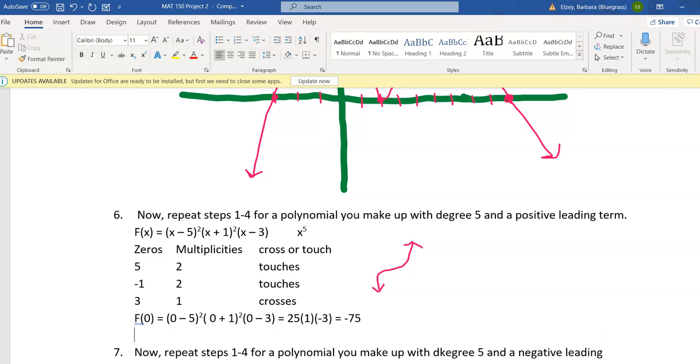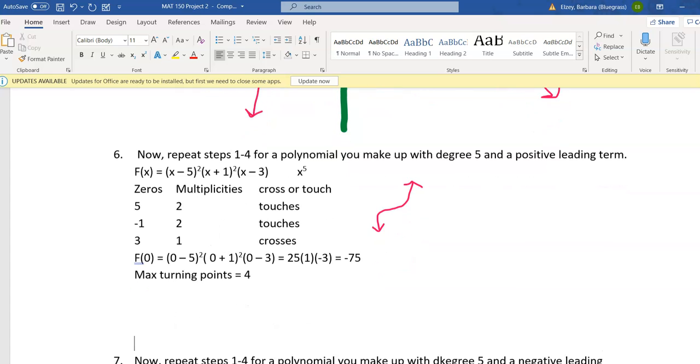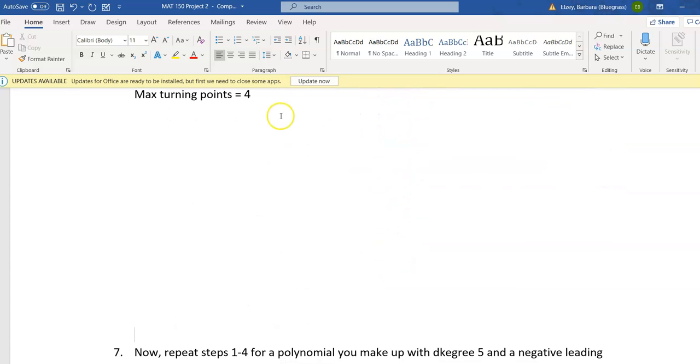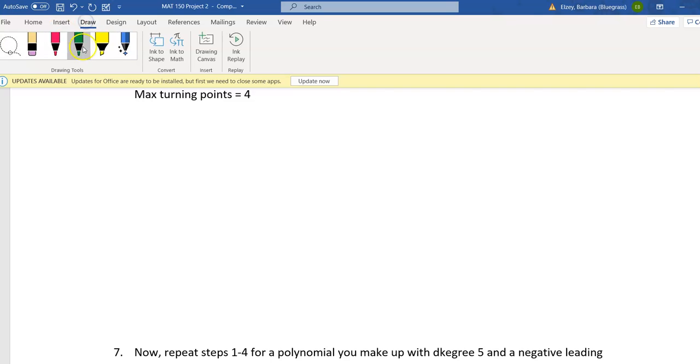All right, now maximum number of turning points is going to be 1 less than our exponent. So max turning points is 4 here. Okay, now let's draw it. Let me put some more space in here. We'll draw this thing. And I am not going to use that wide one.